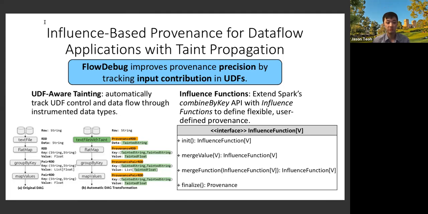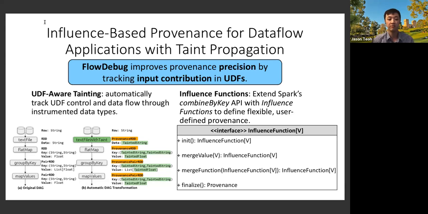Flow-Debug is based on two mutually compatible techniques, the first of which is UDF overtainting on the left-hand side. UDF overtainting automatically modifies data load statements to use a custom instrumented data type, which we use to internally track UDF control and data flow operations that propagate provenance throughout our instrumented data type objects within the Spark execution graph. These are operations that may come from numeric operations such as addition, or string operations such as a string parsing function.